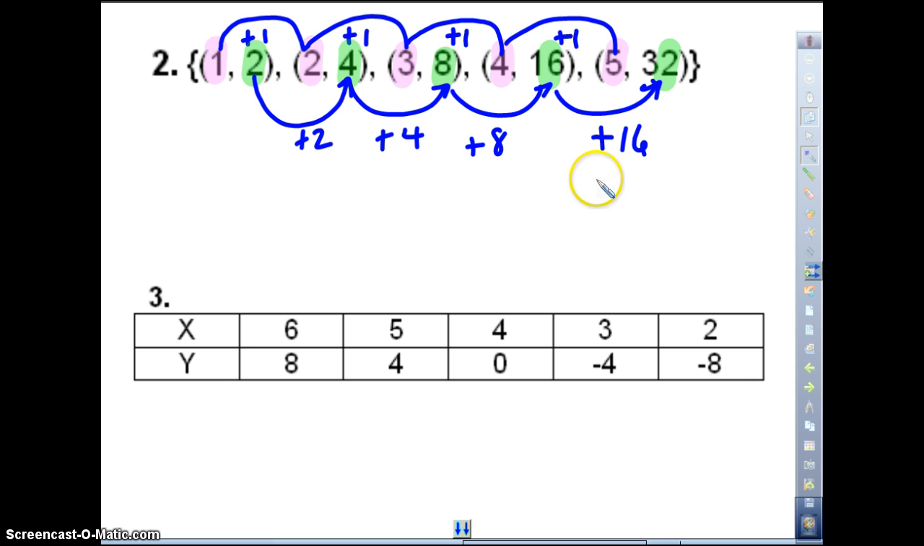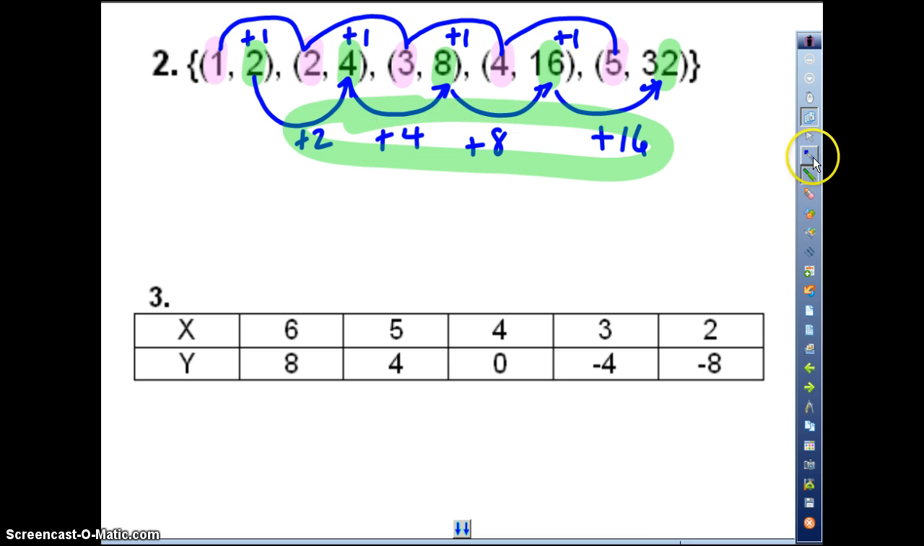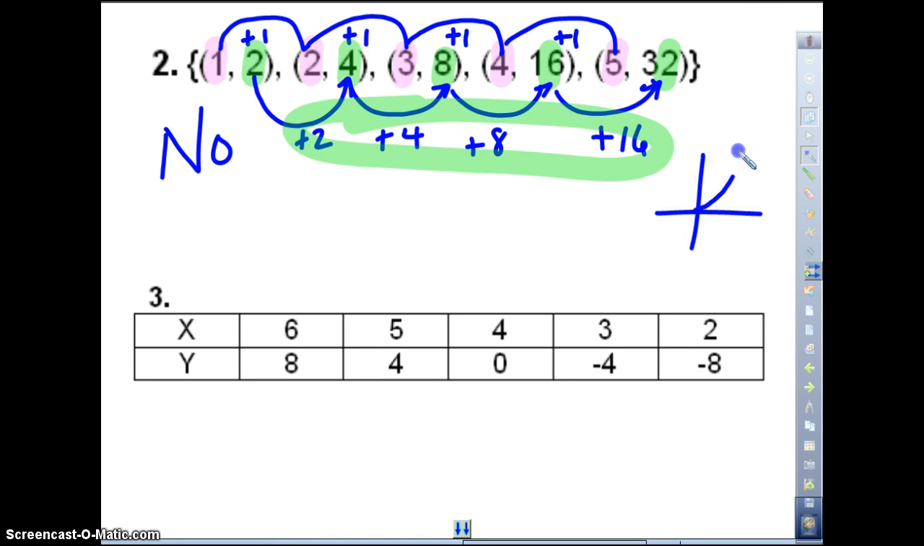Is this going to graph as a linear function? Why not? Because the y doesn't have a constant rate of change. I don't have a constant rate of change in my y, so that is a big fat no. And if you graph it, once again, you're going to have yourself a nice little curve.